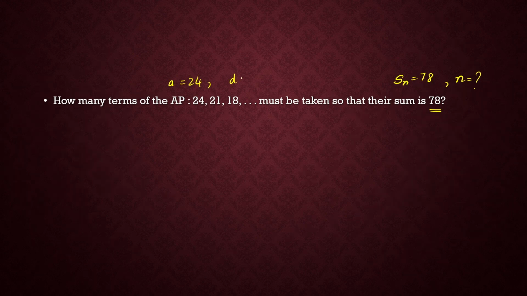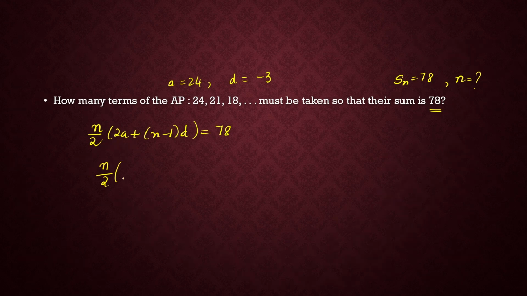And the common difference is equal to how much? 21 minus 24, that is minus 3. Right? So just very simple. I guess you can solve it by yourself. Sn is n by 2 into 2a plus n minus 1 into d. They have given it as 78. Now just substitute the values of a and d in the corresponding formula.